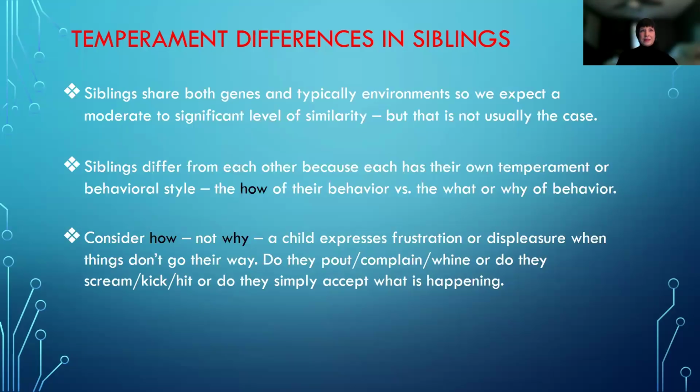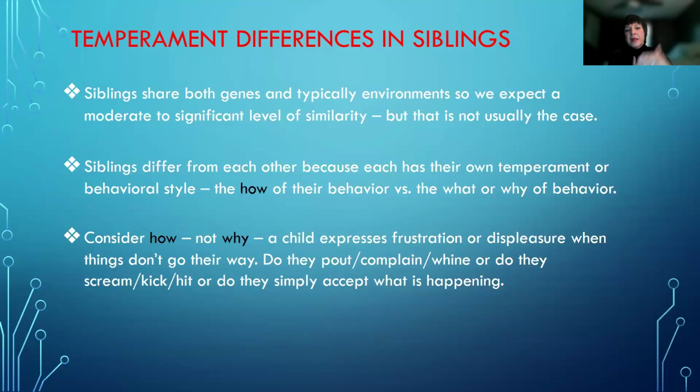Siblings are different because each sibling has their own temperament, and we know that that's inborn. And they also have their own behavioral style. We're kind of moving into a little bit of personality, the how of their behavior versus the what or why, if that makes sense. If you consider how does your child express frustration? How do they express displeasure? Do they kick and scream and cry? Do they throw a tantrum? Do they whine? Do they just kind of accept things? That's the how.